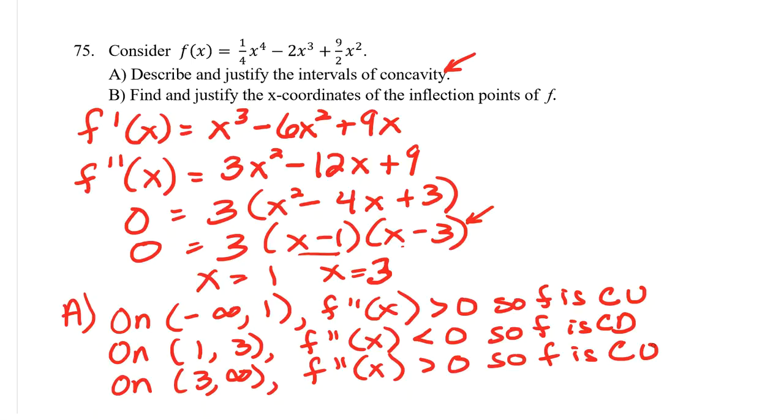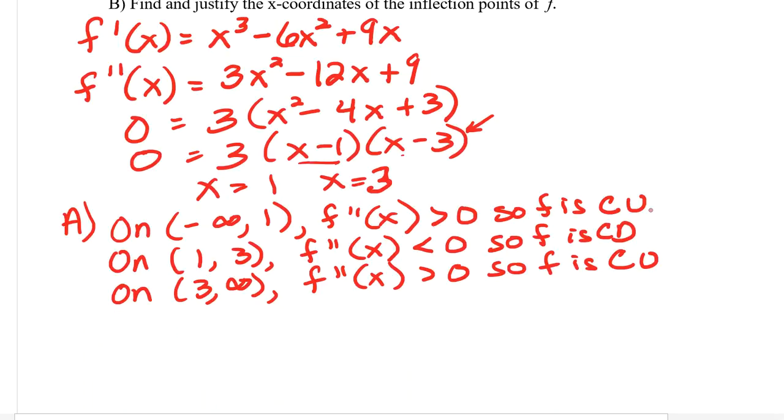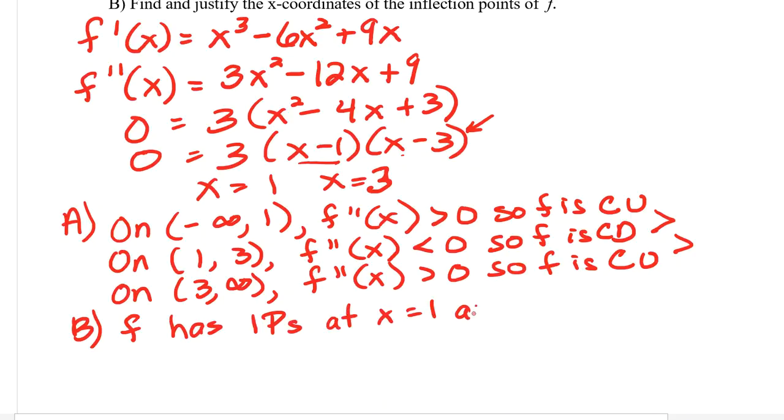And now we've done all the hard work for question B. It's just what about inflection points? Well, we've got concavity changing twice. So we've already done the work. We've already explained concavity. So we can say f has inflection points at x equals 1 and x equals 3 since concavity changes.